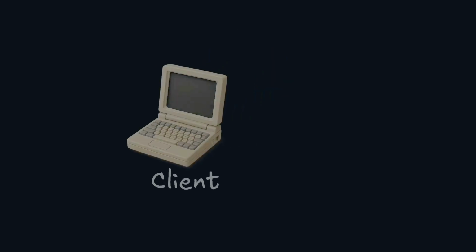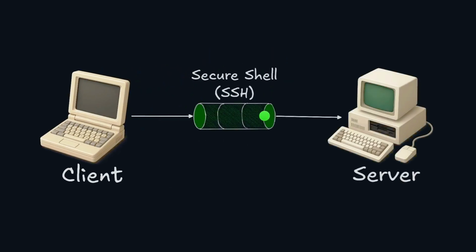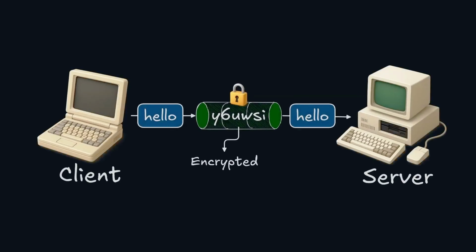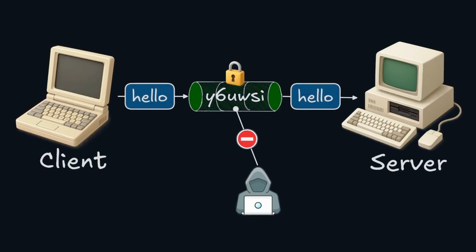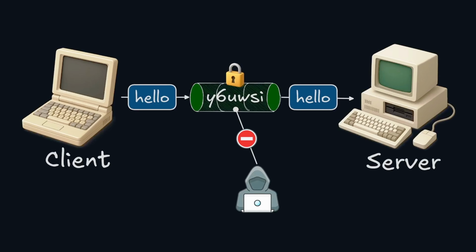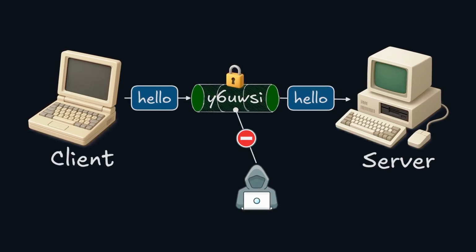SSH is a protocol that lets you connect to another computer securely. The connection runs over an encrypted channel. This means the data sent between your computer and the remote server cannot be easily read or intercepted by others. Security is the main reason SSH is preferred.